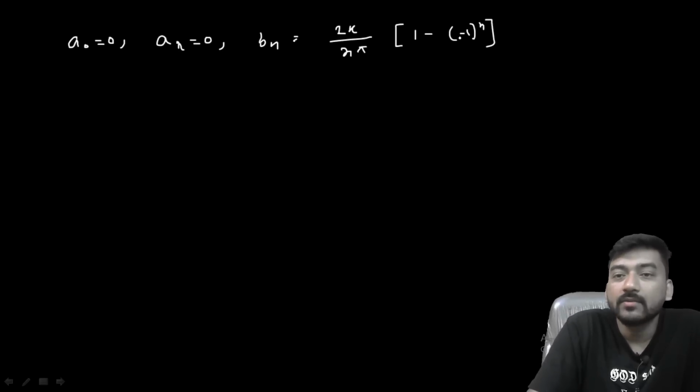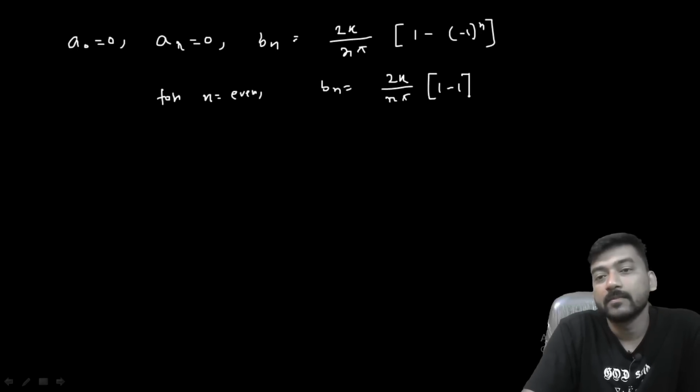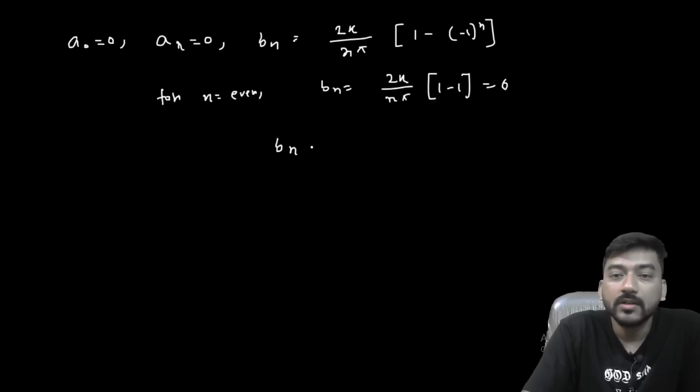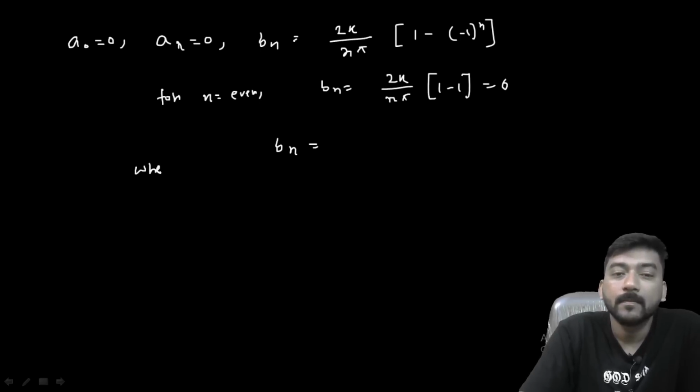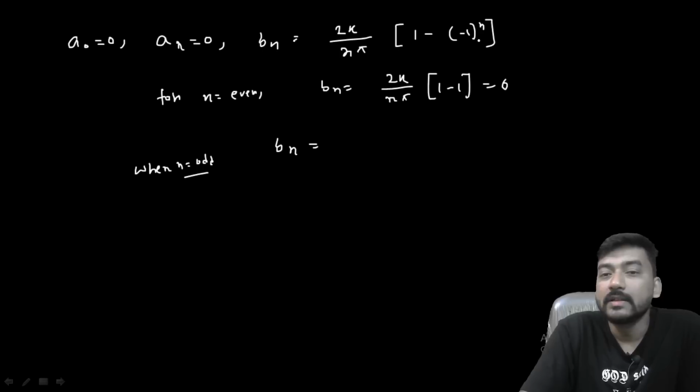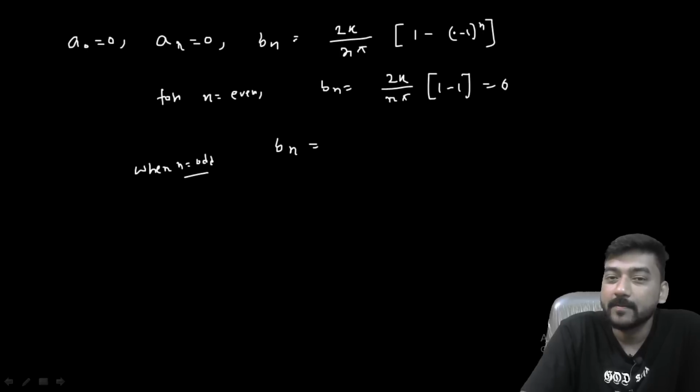You can see that if it is 1 minus 1, then it will be 0. When n is odd, it will be minus 1, but when n is even, it will be plus 1. So for n even, this bn will be just 2k upon n pi into 1 minus 1, so it will be 0. So bn will only survive when n is odd. When n is odd, this term will be minus 1 and this minus will become plus, so it will be 2 just. So when n is odd, you will get 2k upon n pi into 1 plus 1, so it will be 4k upon n pi.